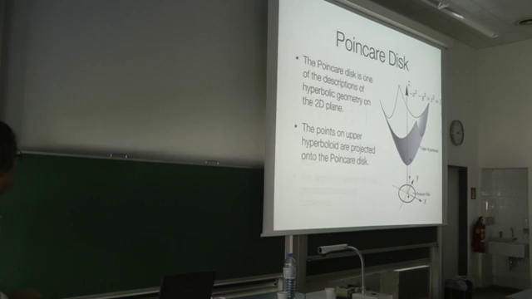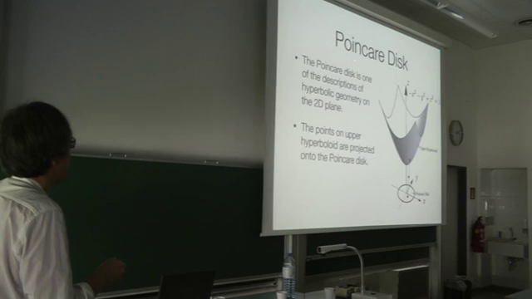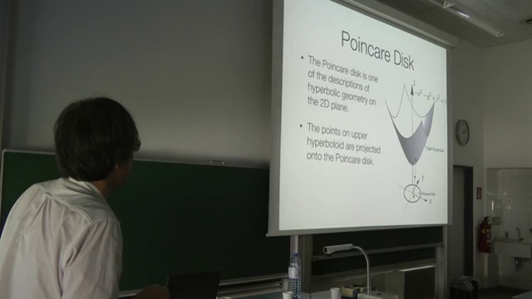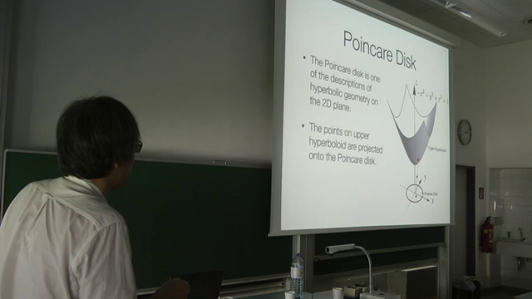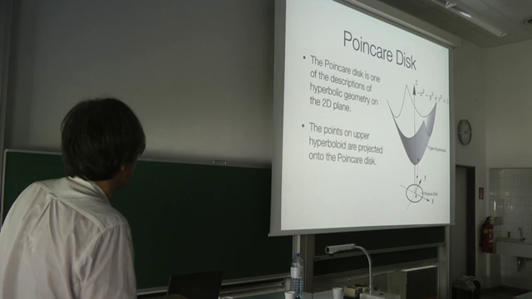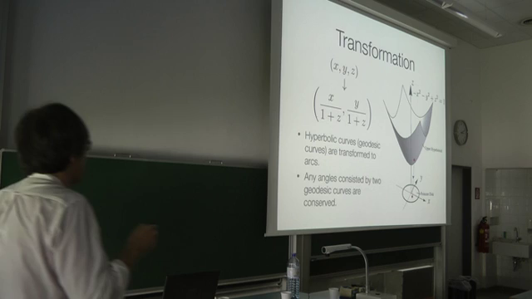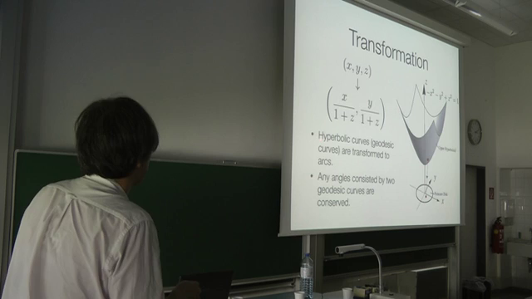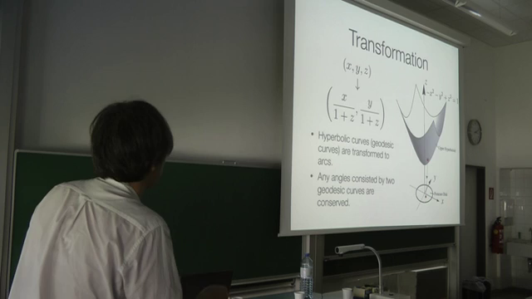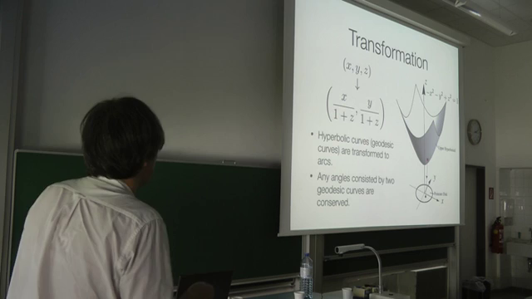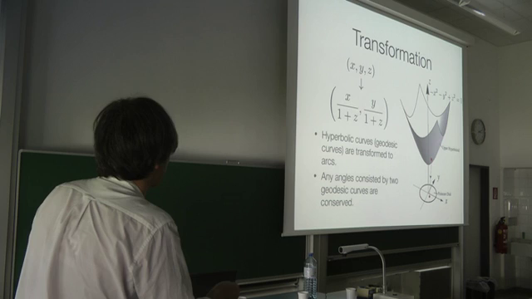First of all, I want to describe the Poincaré disk. The Poincaré disk is one of the descriptions of hyperbolic geometry on the 2D plane. The points on the upper hyperboloid satisfy this equation and are projected onto the Poincaré disk. The transformation is carried out by this equation. The two major features of the Poincaré disk are that geodesic curves on the hyperbolic surface are transformed into arcs, and any angle formed by two geodesic curves on the hyperboloid is conserved on the Poincaré disk.